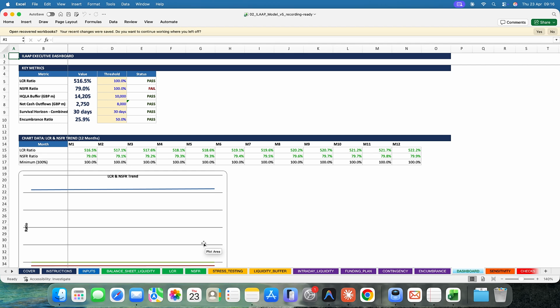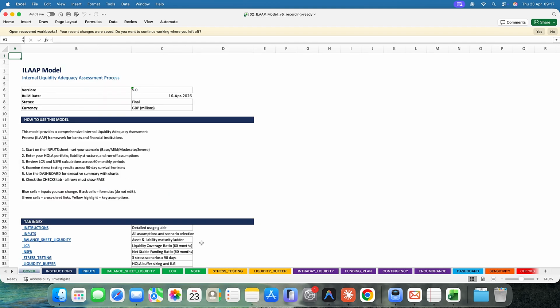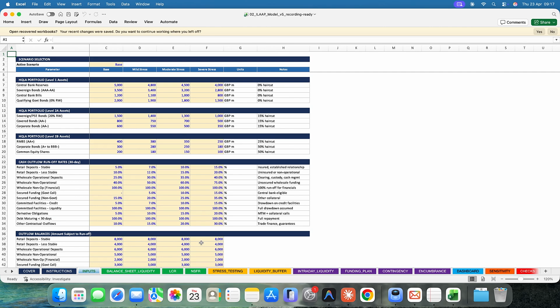This is what a single integrated ILAAP model looks like. LCR, NSFR, funding plan, stress scenarios, all in one workbook, all tied through. Let me walk you through it. Everything is open. No locked sheets, no VBA, no external add-ins. Your treasury team can own it. Finance can review it. Your regulator can walk through it.